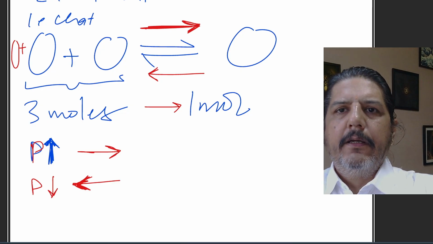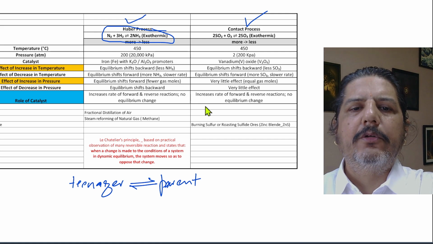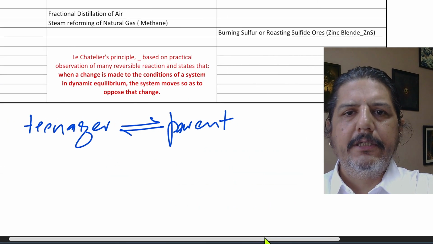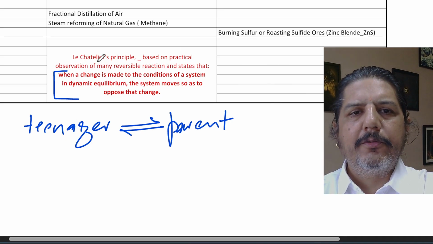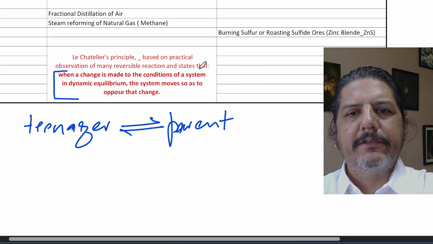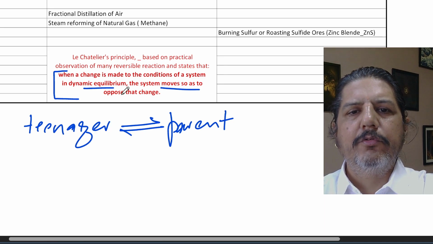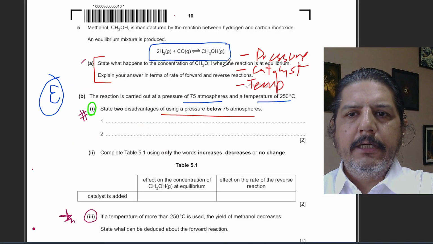So basically, what the Le-Chatelier principle says is that the system will try to oppose whatever you try to tell it. So there will be a definition something like this, which will be mentioned in your textbook, that Le-Chatelier, based on practical observation of many reversible reactions, states that when a change is made into the condition of a system in dynamic equilibrium, the system moves so as to oppose that change. So now let us look at this.